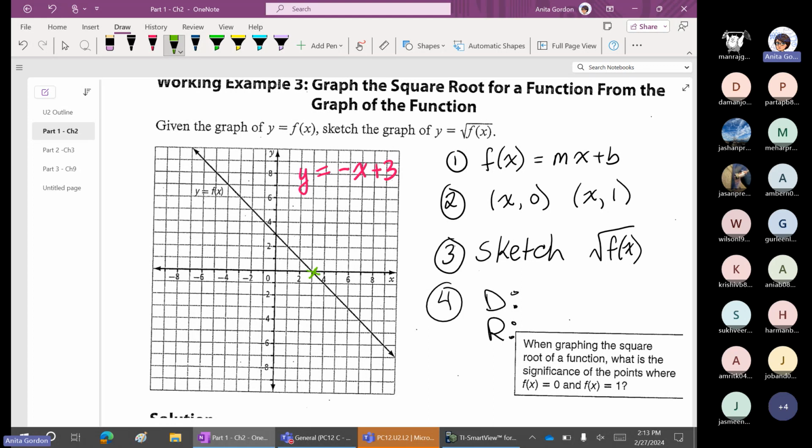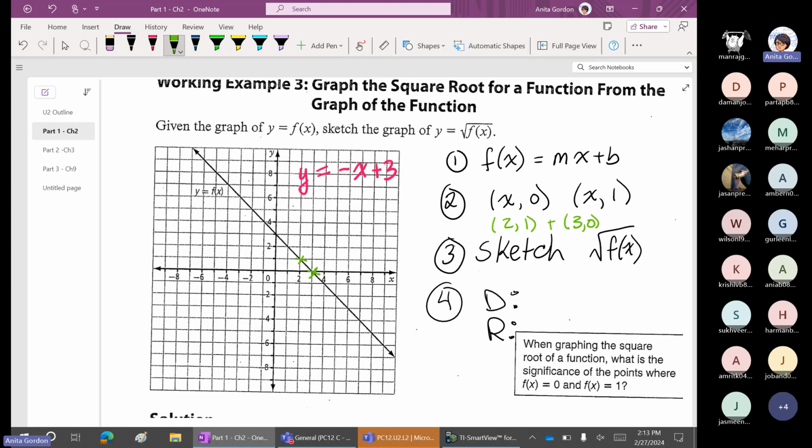Where is my y? 1, when x is 2, that's my next intersection point. So this is 2, 1, and 3, 0. Those are my key points. Those are my invariant points.